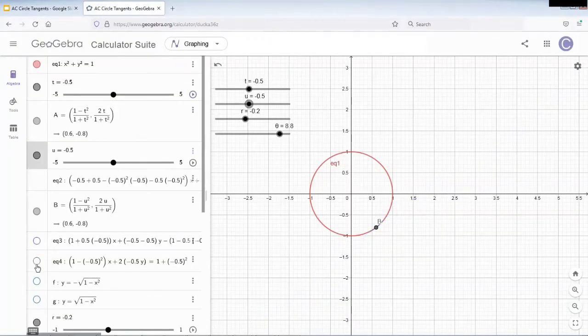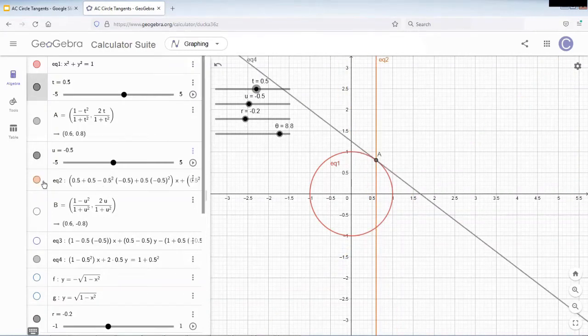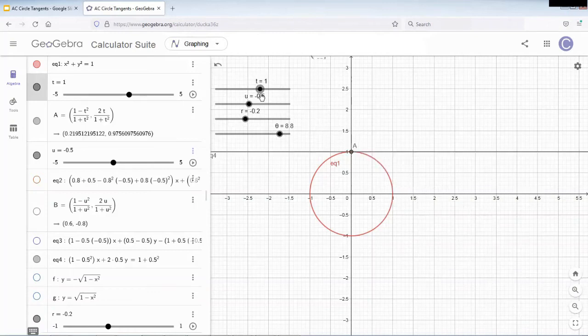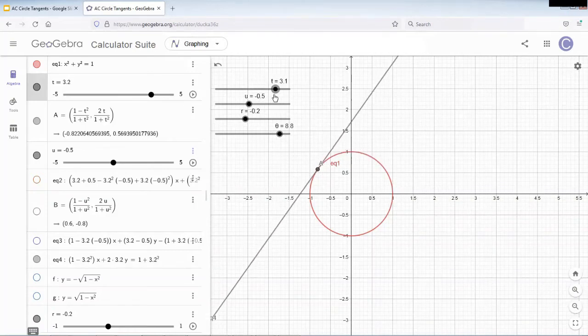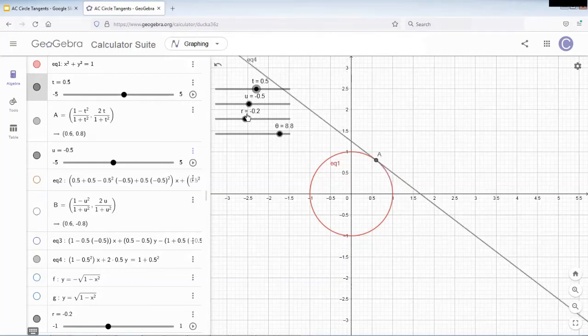I'm going to turn this one off, and now we have here. I'll turn off my other point too. We don't need that anymore. Now you can see, oh, where did you come from? Go away. So you can see as I change my parameter t, we have all of these parameters for a line.